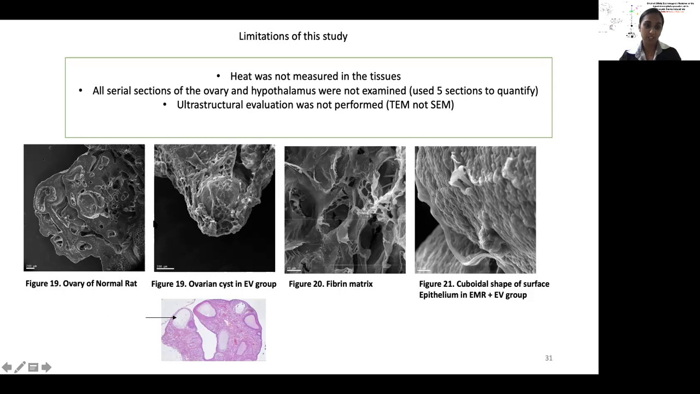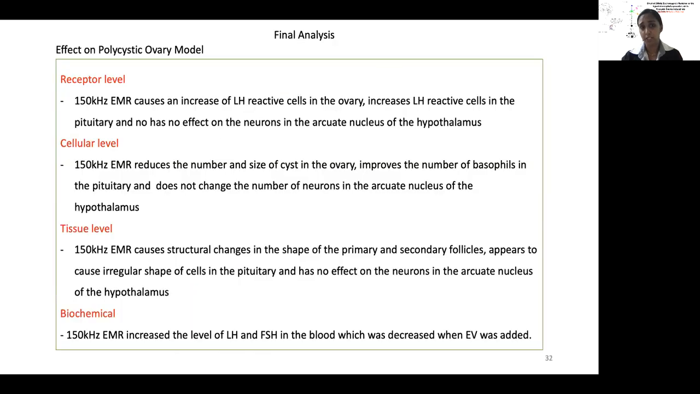So this is how the pictures from the scanning electron microscope looked. This is the ovary of a normal rat. You can see the corpus luteum, and you can see follicular development at different sizes. This is how an external ovarian cyst looks, with a fibrin matrix, and then you see the cuboidal shape of the surface epithelium in the group that was exposed to electromagnetic radiation, the EV group, right? So it was not clear enough for us to make a proper or confirmative conclusion from this, right? So this was one of our major limitations.